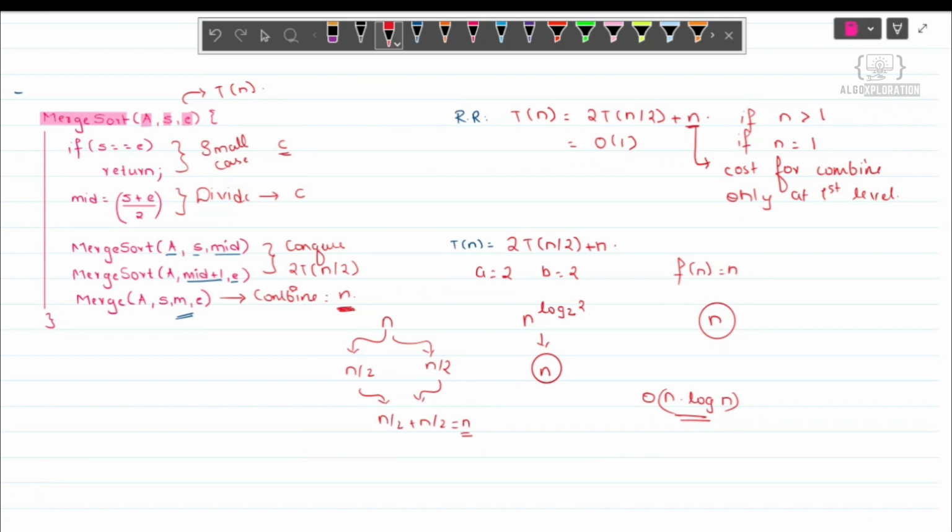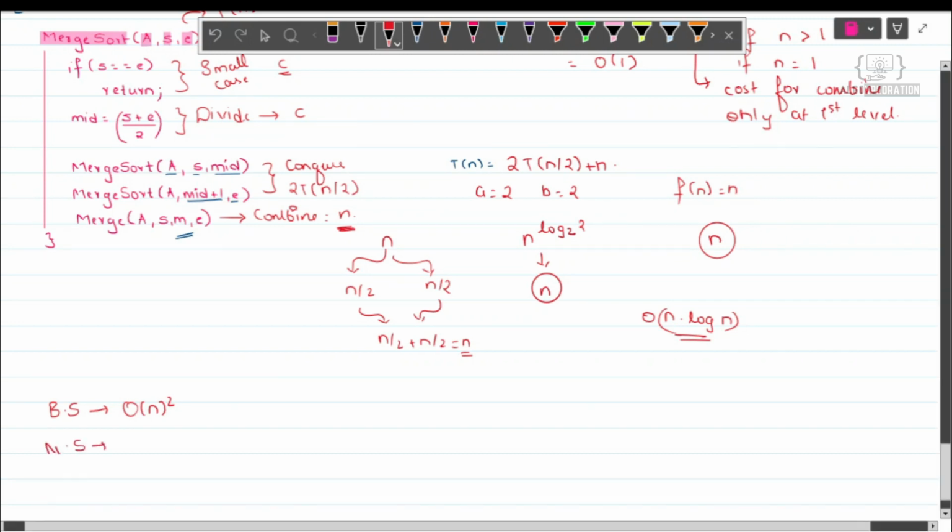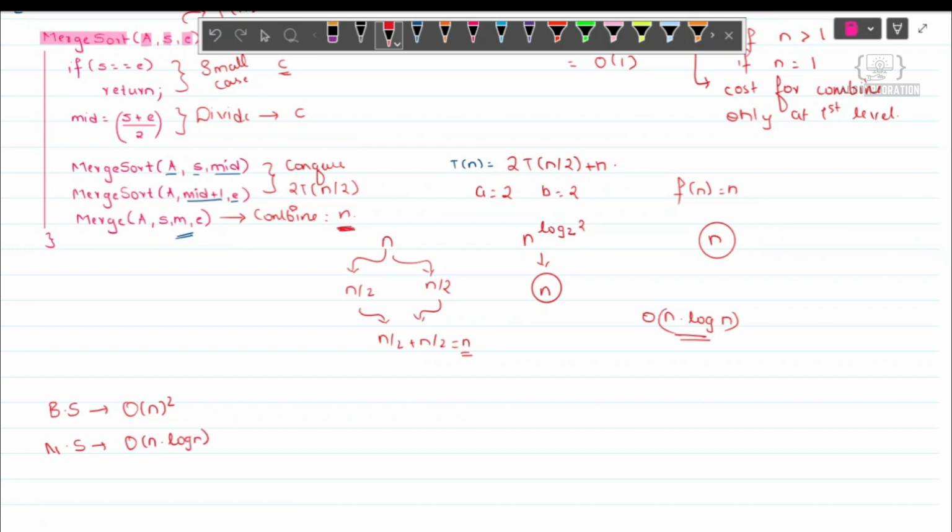Now we have seen previously that the time complexity for bubble sort is order of n square, but the time complexity for merge sort is order of n log n, which is quite optimized. So this is an efficient sorting algorithm. Now in the next lecture I'll show you how quick sort works.